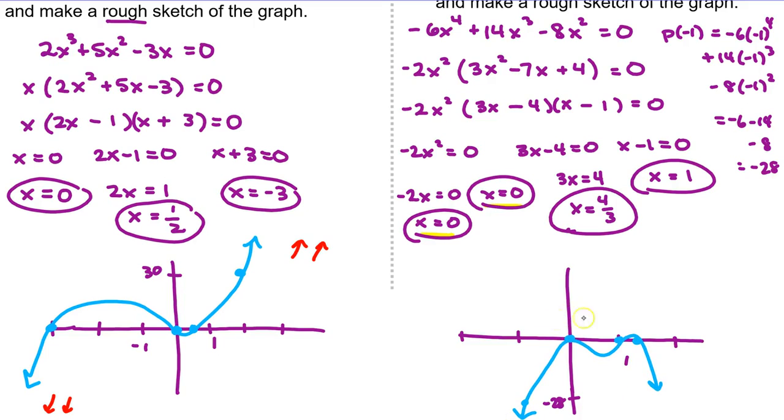Where you have a double root, it goes up and touches and turns right back around. It doesn't go up through. So just go up and touch, go right back down, and then go through your other roots. So that's our rough sketch.